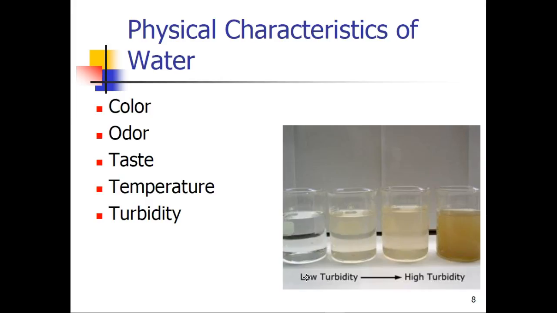The physical characteristics of water. These are five points you want to know. These will be showing up on the exams, not only my exams, but the state exams. Color, odor, taste, temperature, and turbidity. And again, you look at these jars, and actually in the lab we do what's called a jar test. But anyway, to make a long story short, we've got low turbidity over here, pretty clear, and then high turbidity over here.